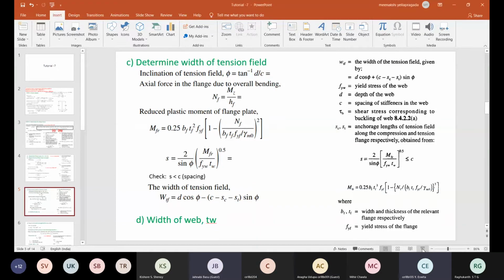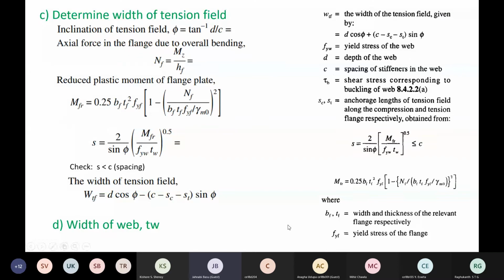So after you get the S value, you have to check whether it is less than the spacing, that is C. So it is less, right? Next we will go for the width of the tension field, that is WTF equals D cos phi minus C minus SC minus ST sin phi. You can substitute the values here. Here ST and SC are the same. Substitute all the values and see what WTF you are getting.